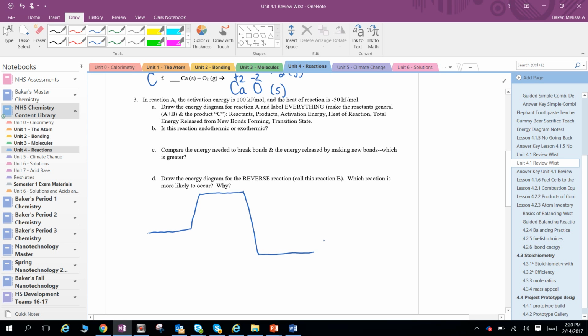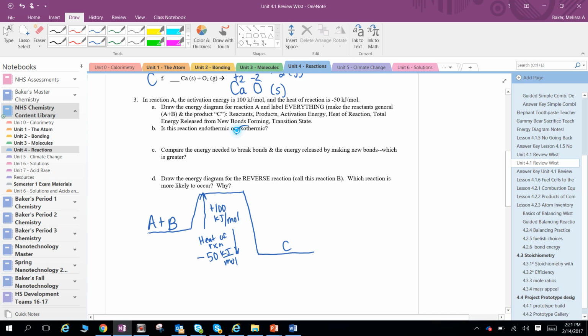Perfect. So it says for this one, label everything, make the reactants general. A plus B makes product C. The activation energy is how much it takes to get to the top of the mountain. So in this case, it takes 100 kilojoules per mole of reactants. And then the difference between the reactants and the products is called the heat of reaction. And I'm going to write RXN for short. In this case, it's -50 kilojoules per mole.